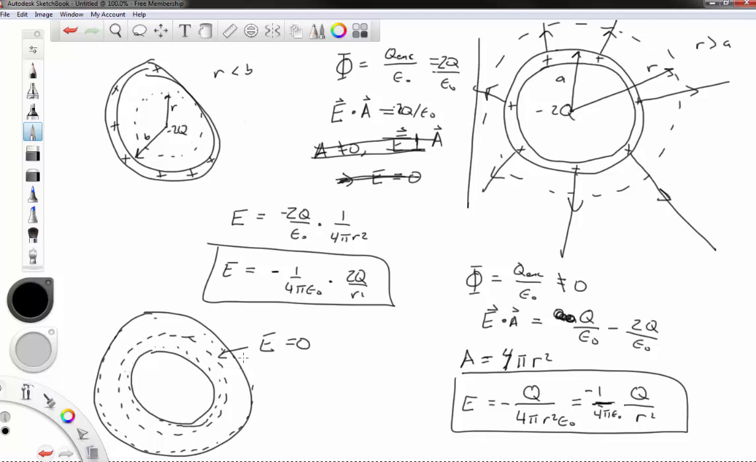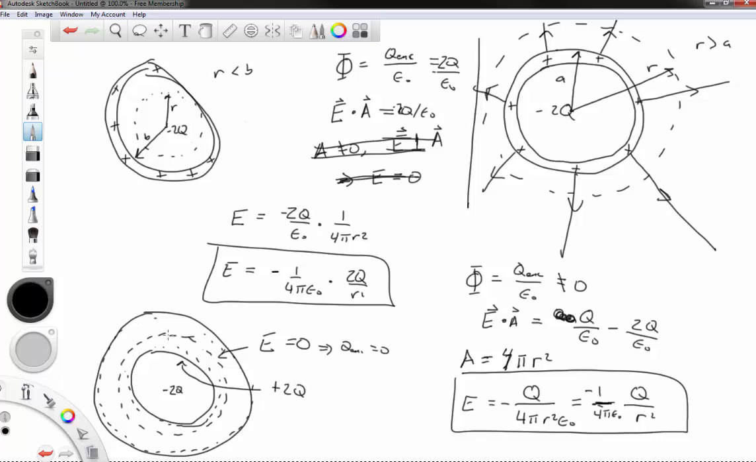And in all those cases, E is zero. And so therefore, the total charge enclosed has to be zero. So Q enclosed equals zero. What if we put minus 2Q right here? What would that do? Well, then in order to counteract this minus 2Q, if we want to have Q enclosed equals zero, this surface needs to have plus 2Q on it.